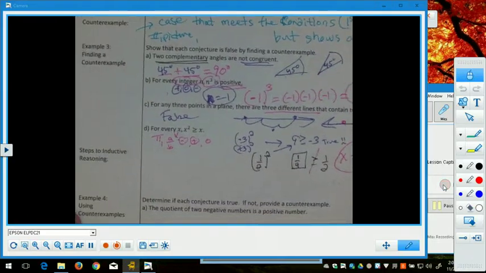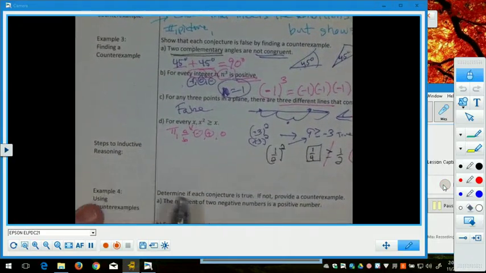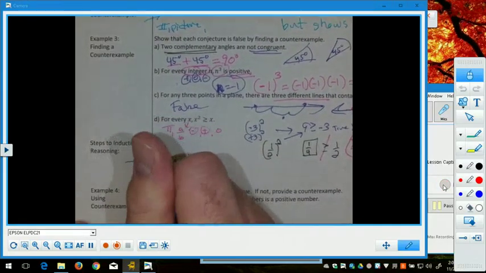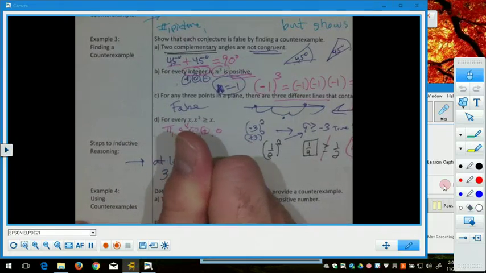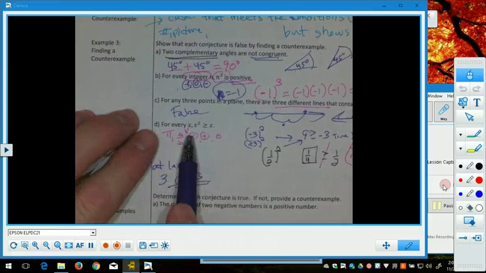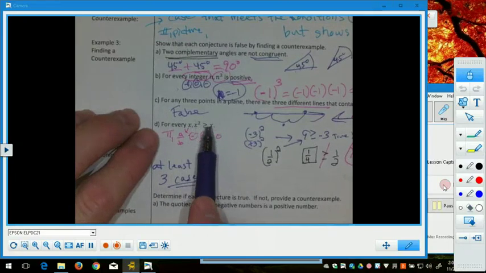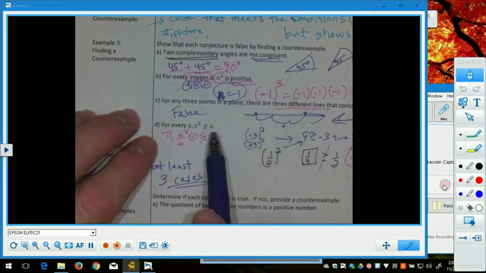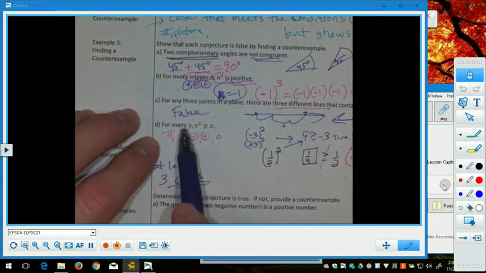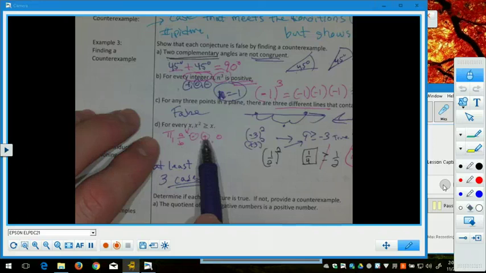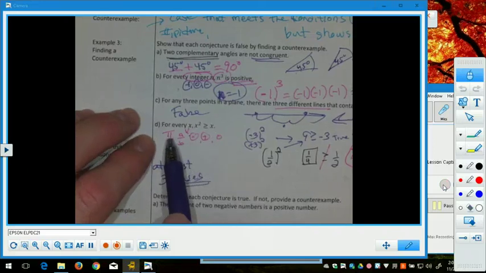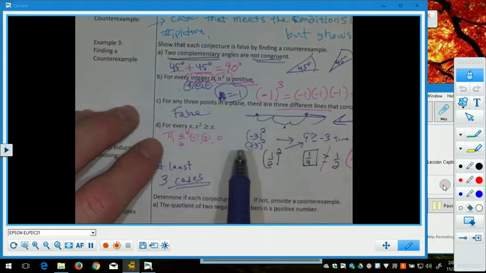Steps to inductive reasoning. We've kind of already talked about this. You need to look at least 3 examples or 3 cases to try to figure out, do you think it's true? In the case of this problem right here, if I wasn't sure, if they didn't tell me that this was false, that I was finding a counterexample, I might not know. I need to test, since it's any value, any number, a positive number, a negative number, 0, a fraction, irrational numbers like pi or the square root of 2.